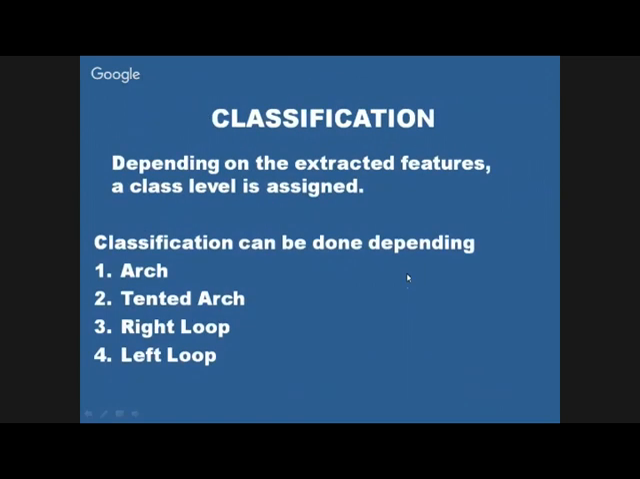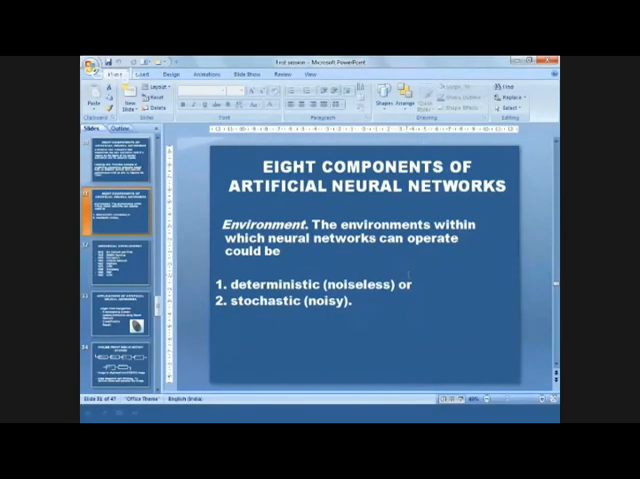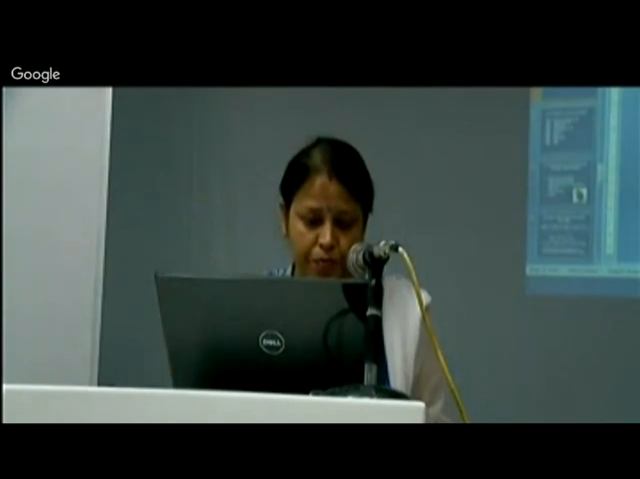And after that, we do the classification. Classification can be done, you know, based on the arc: what type of arc you have, and what type of tented arc you have. Whether you have the right loop or the left loop. So depending upon these criteria, we can classify all the images, and finally we get the recognition that this is the thumb or the fingerprint of somebody else.